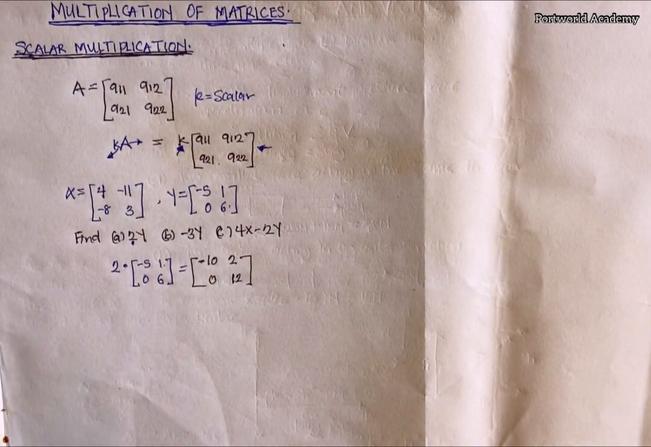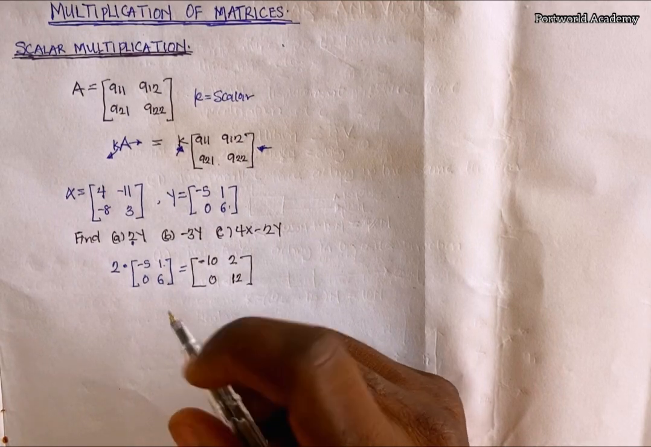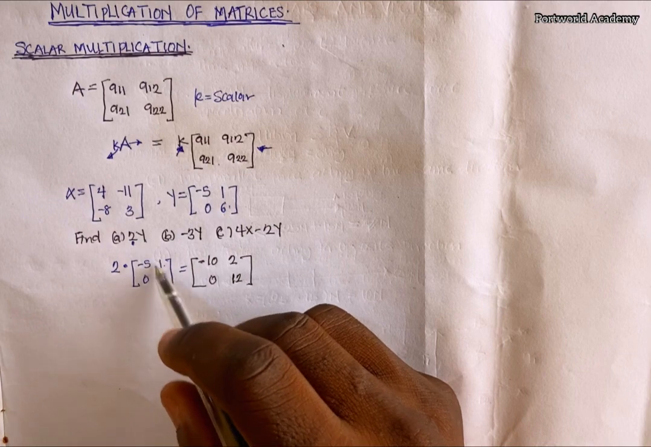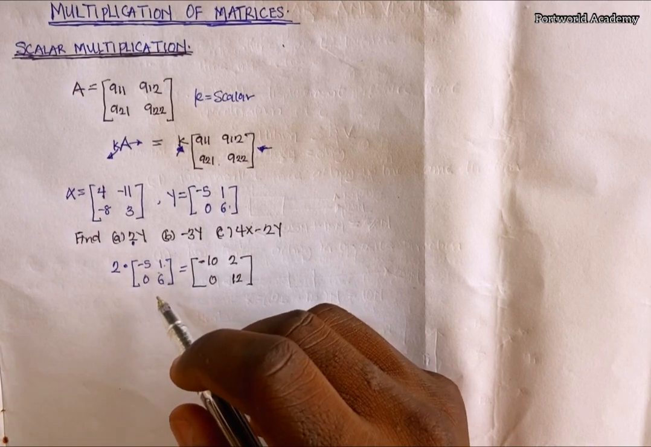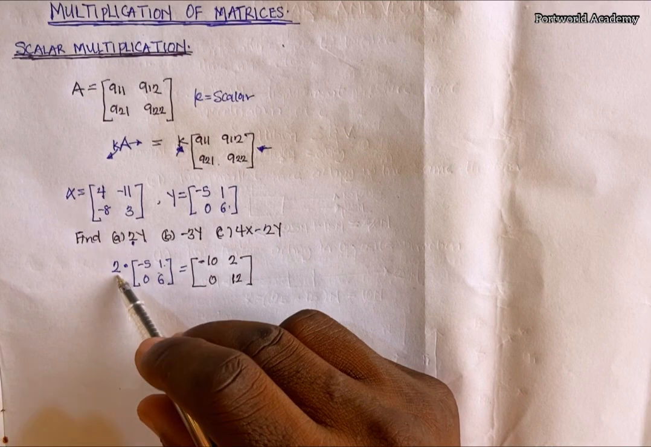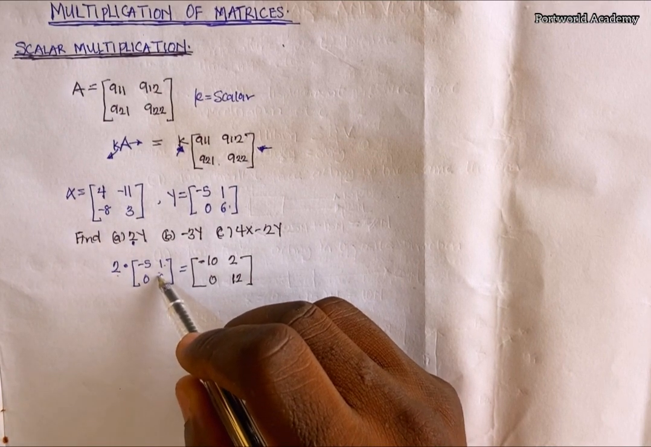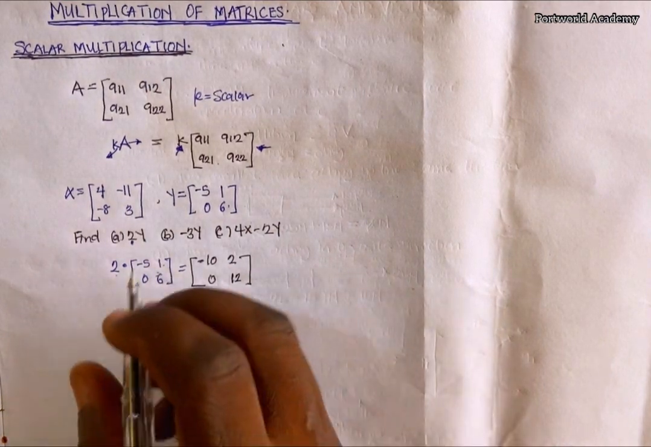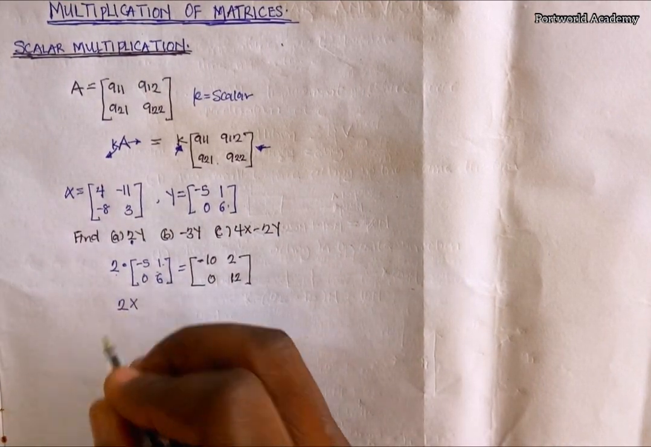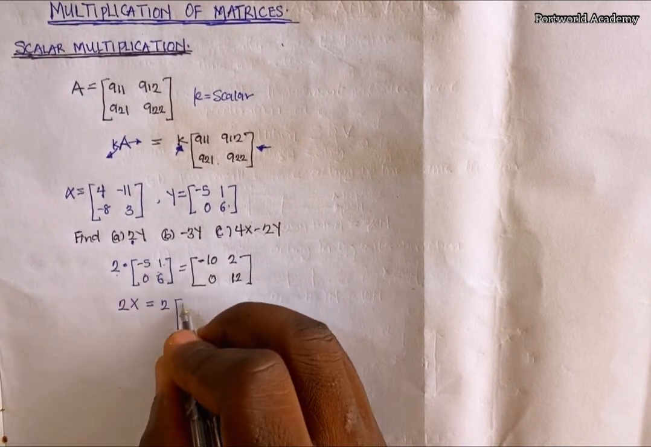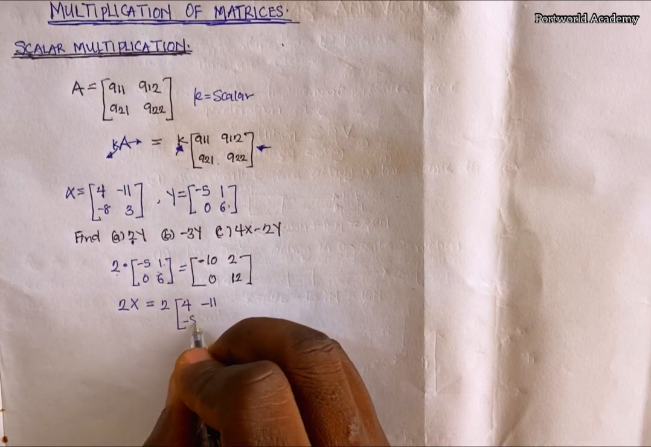So what this implies is that whenever you have a magnitude multiplying everything that is inside here, it shows that you are going to use the magnitude to multiply all the elements that are present in the matrix. So let's go ahead and find 2x. Let's say we are asked to find 2x. Is it the same thing as multiplying 2 by our x, which is 4, minus 11, minus 8, and 3?